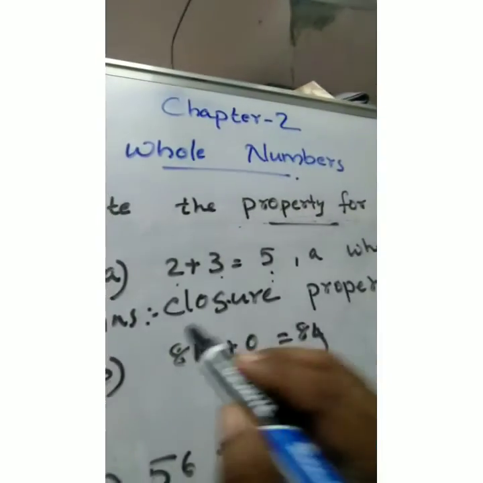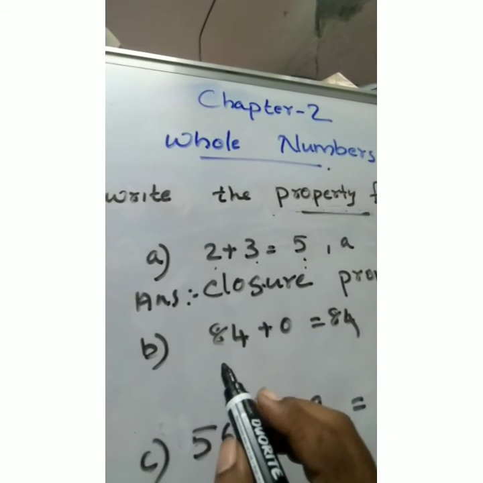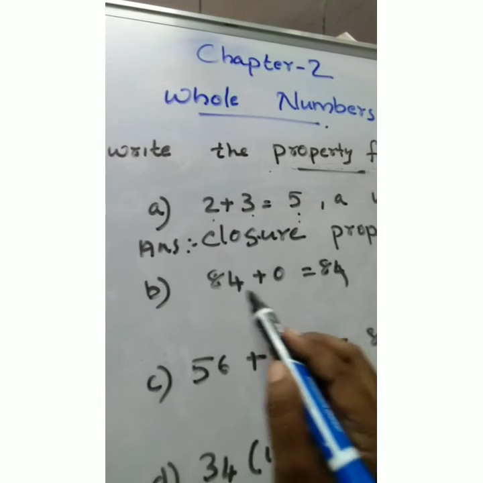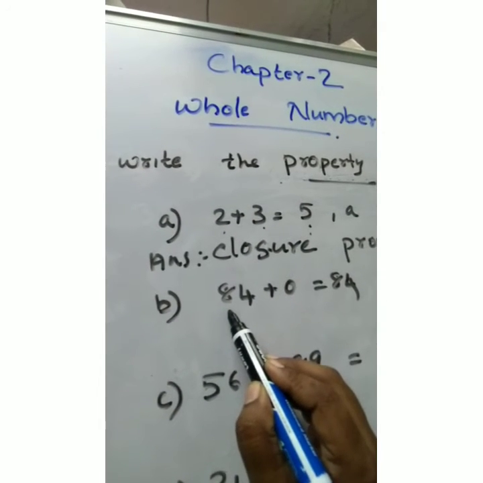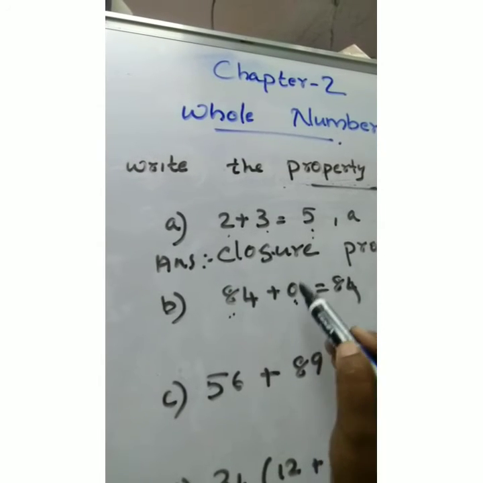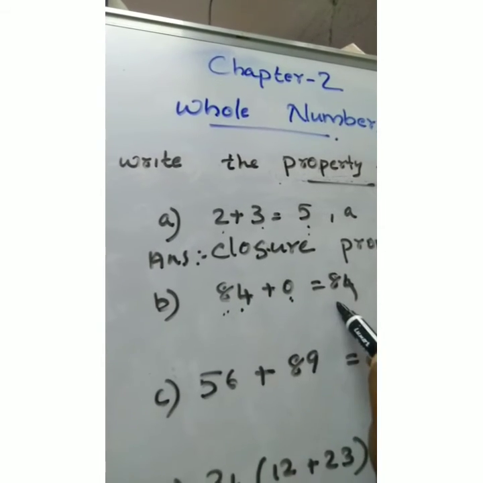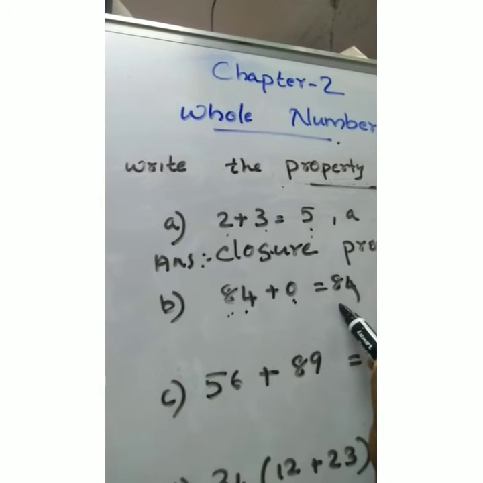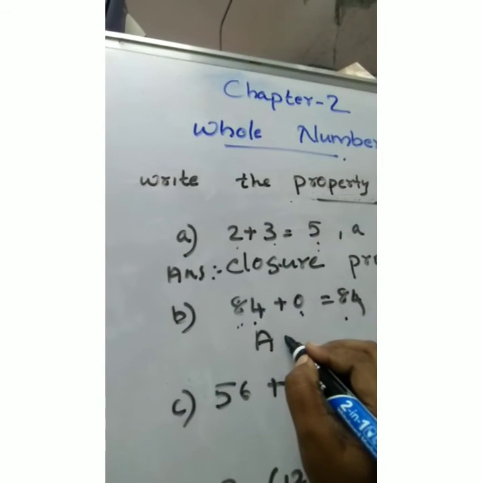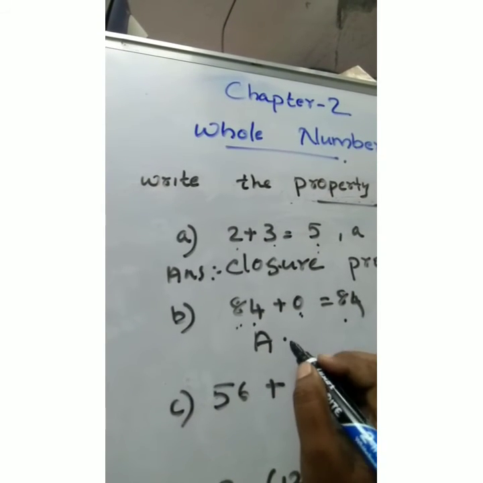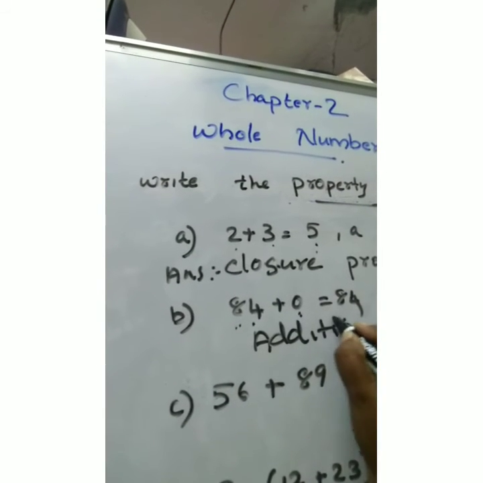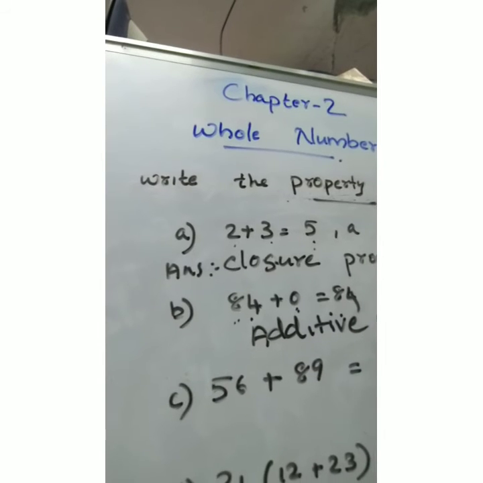Okay. Understand? Then next, B. 84 plus 0 is equal to 84. That means when you add 0 to any whole number, you get the same answer again. This property is called additive identity. Identity for addition of whole numbers. Additive identity.